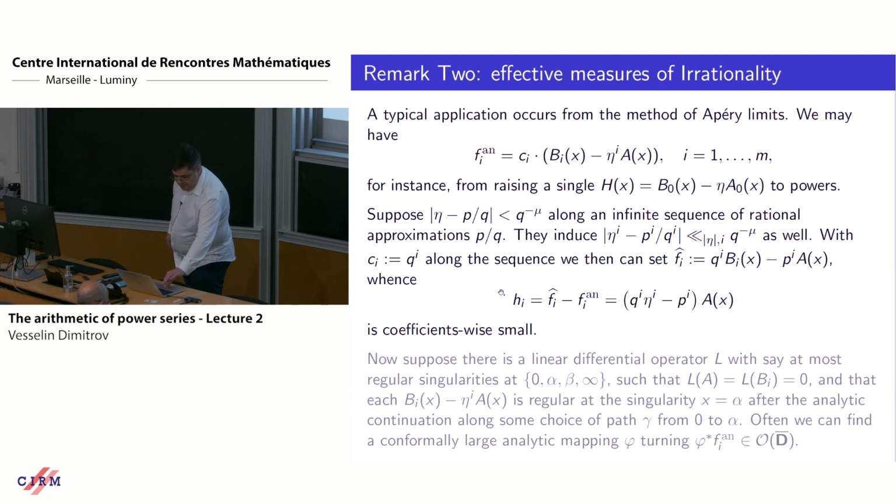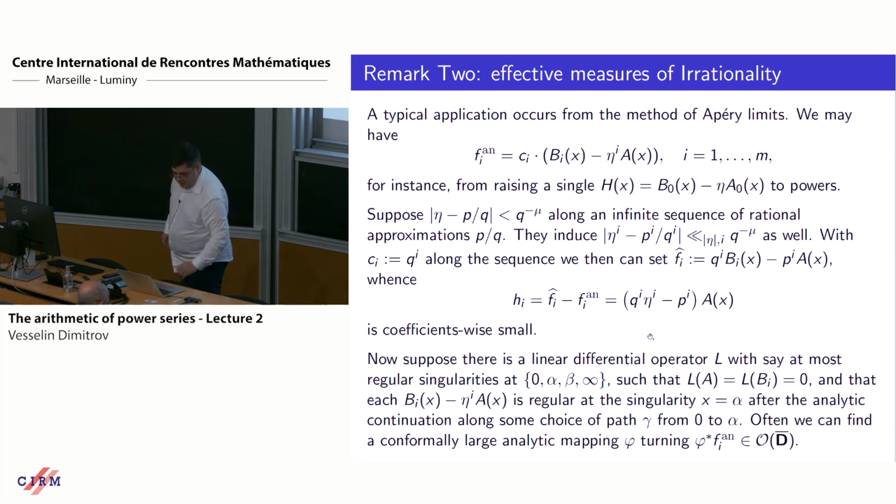So the approximation term has small coefficients because of the good rational approximations. And in practice, we'll have this linear differential equation. We might have, for example, 0, infinity, and two other singularities. We may think of alpha as the small but overconvergent, and beta as the boundary singularity.